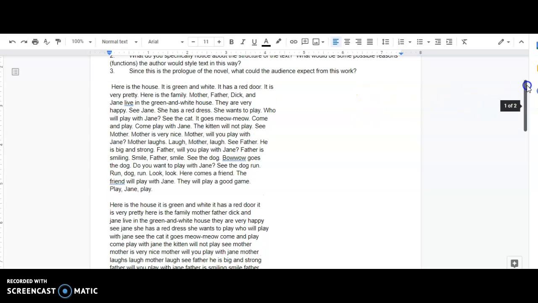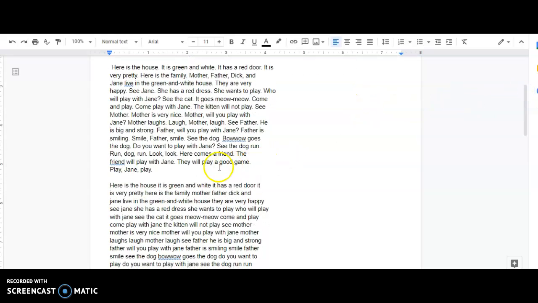And we talked about this already, how the first little paragraph here seems pretty normal, right? Maybe the content is weird because it's not what we're used to seeing. But we have a description of a house, a mother, father, Jane, cat, dog, friend. Very simplistic and a bit innocuous.